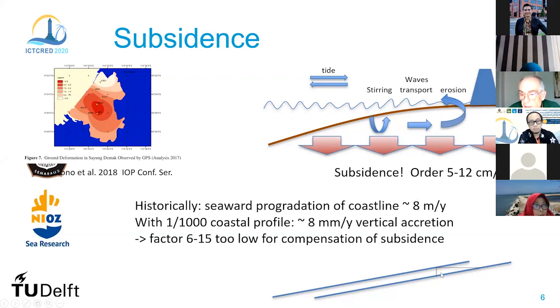And with a 1 in 1,000 coastal profile, this means that on average, we've had something like 8 millimeters per year vertical accretion. And this vertical accretion in the order of 1 centimeter is almost an order of magnitude lower than the actual rates of subsidence we have now. And that means that there is a deficit in the sediment balance of the coastal region in total by approximately an order of magnitude. And there is nothing you can do about that. Your coast cannot be maintained if it loses sediment by subsidence at this rate.